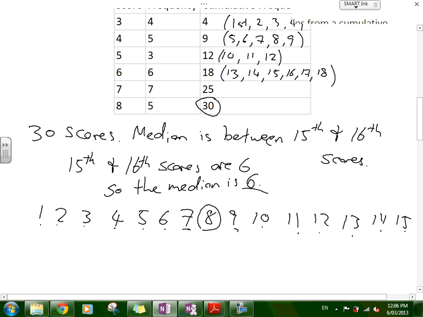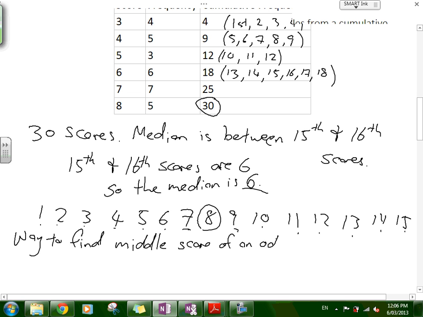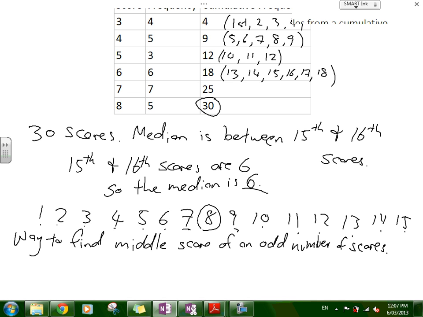Right? And the best way to work this out, instead of drawing it out, because if you have 151 scores you're not going to write out 151, is what? What's the best way to find the middle score of an odd number of scores? Minus 1? Yeah, one way. Or what's another way? It's just one.